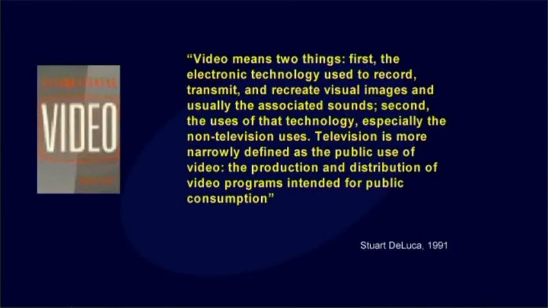Stuart DeLuca, writing in 1991, says that video means two things. First, it's the electronic technology used to record, transmit, recreate visual images, and usually the associated sounds. Second, it's the uses of that technology, especially the non-television uses. Television is more narrowly defined as the public use of video, the production and distribution of video programs intended for public consumption. So the focus of this material really is on video production. We don't plan to look at the quality of broadcast, nor of details related to the signal, nor other aspects of broadcasting. We're really looking at the processes required to make a good educational video that you may be able to see online or on DVD.